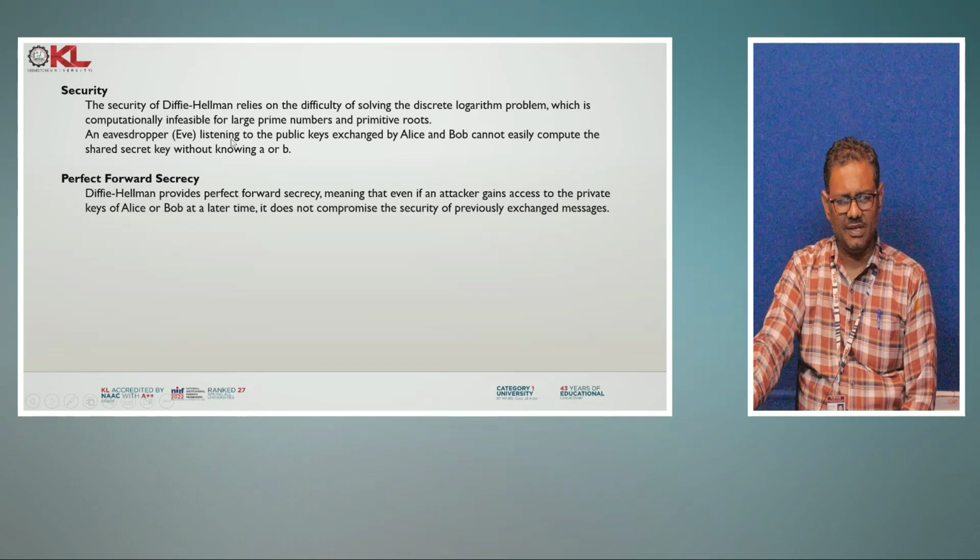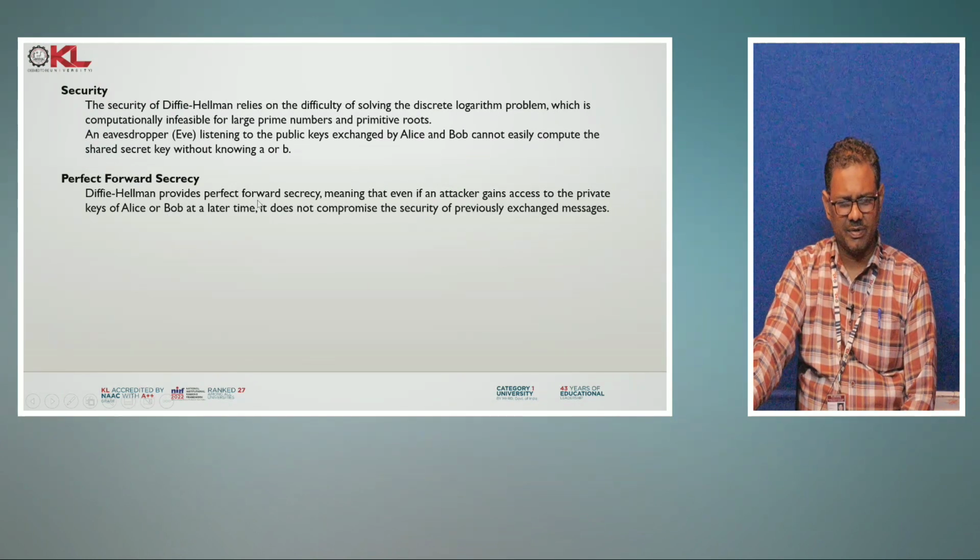Security. The security mainly depends on the discrete logarithm problem, which is computationally infeasible for large prime numbers and primitive roots. An eavesdropper listening to the public keys exchanged by Alice and Bob cannot easily compute the shared secret key without knowing a or b. So the hacker also cannot hack this secret key.